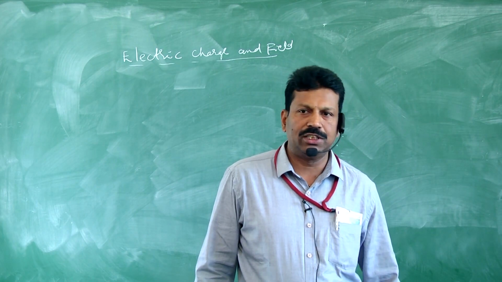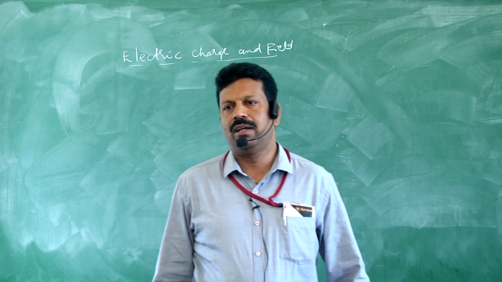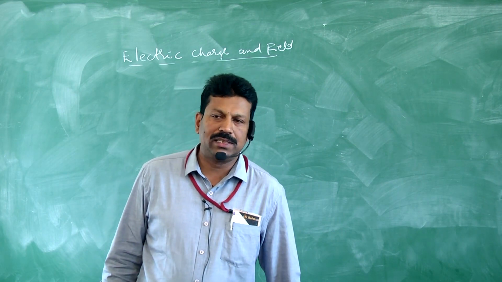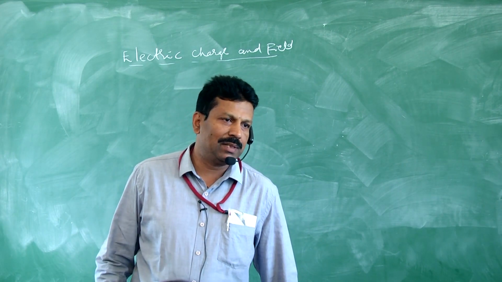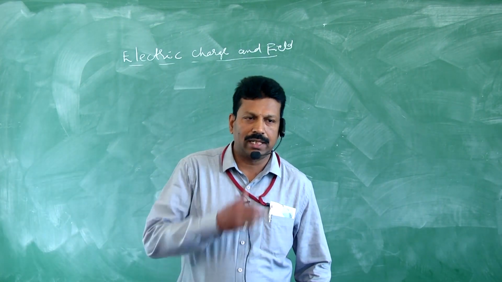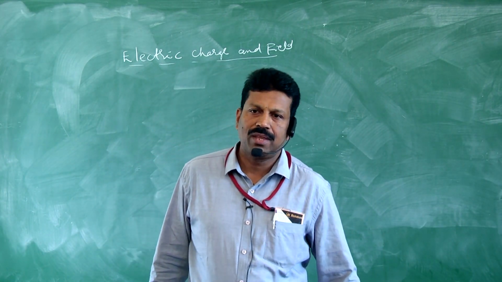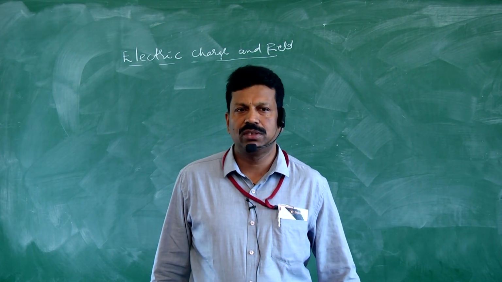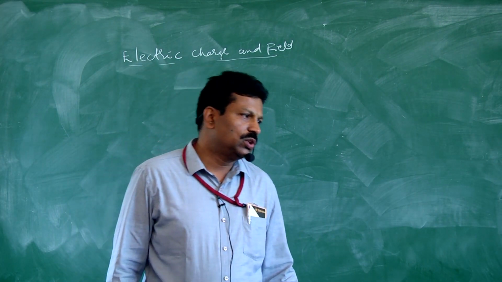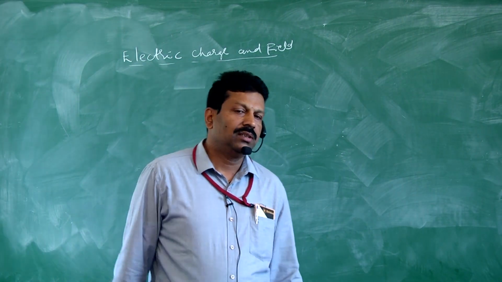Properties of charges: quantization, additivity, nature of charge and conservation of charge. The force between any two charges, if they are similar charges, it is repulsive: positive-positive repulsive, positive-negative attractive, negative-negative repulsive. That is given by Coulomb's law. Coulomb measured the force. The force between any two point charges is directly proportional to the product of the two charges and inversely proportional to the square of the distance between them. That is Coulomb's law.